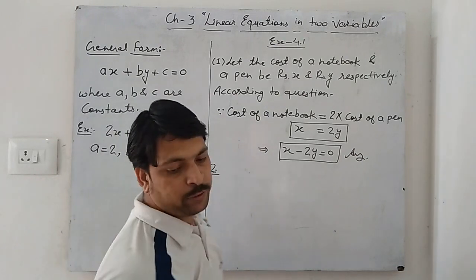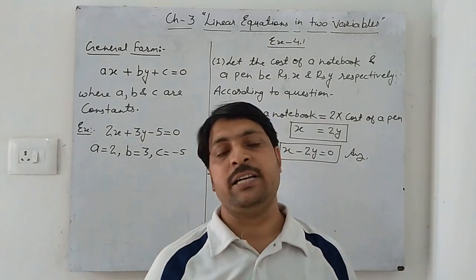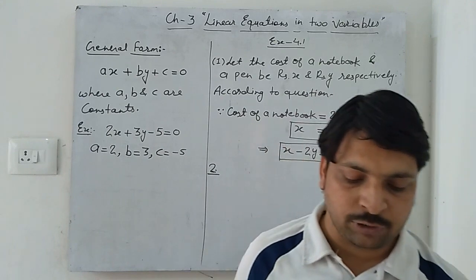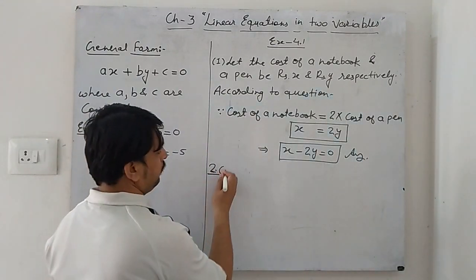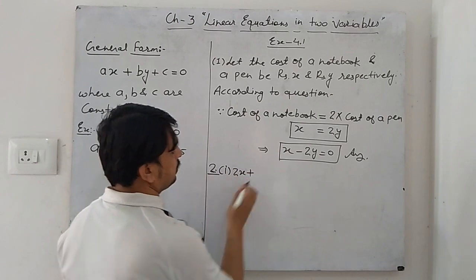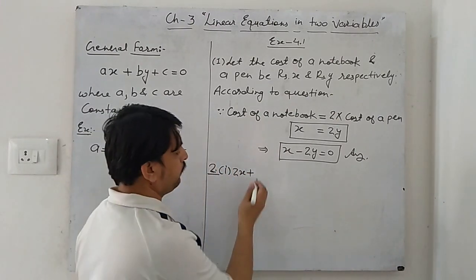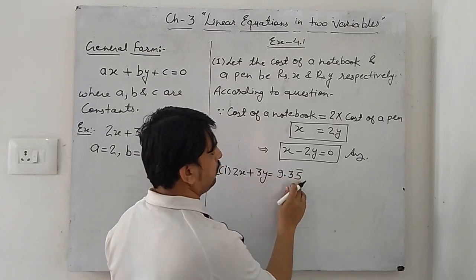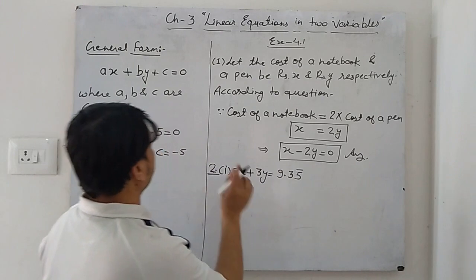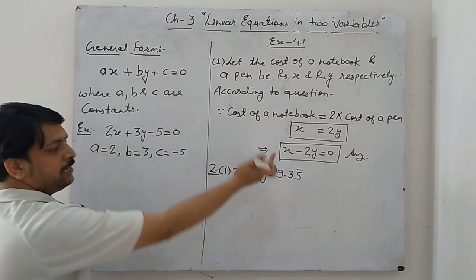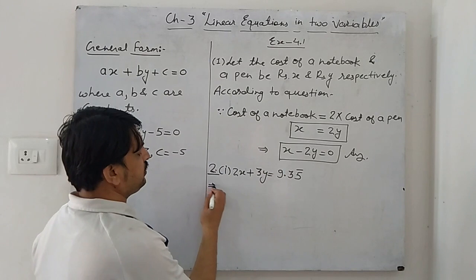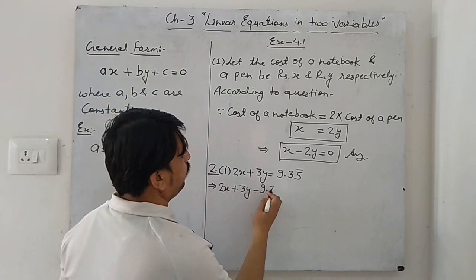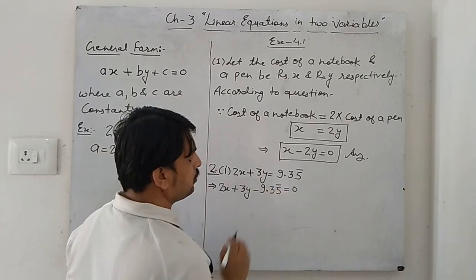Now question number second. In question number second, students, some equations are given and we have to find the values of a, b and c. That's it. The first part is 2x plus 3y equal to 9.35 bar. In a linear equation there should be 0 on the right hand side, so 9.35 bar can be shifted here. So it is 2x plus 3y minus 9.35 bar equal to 0.